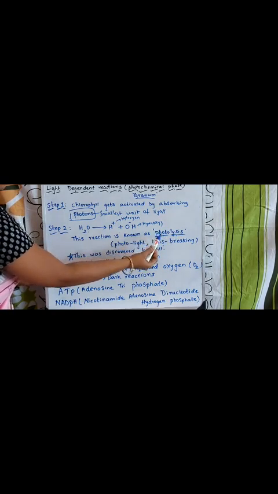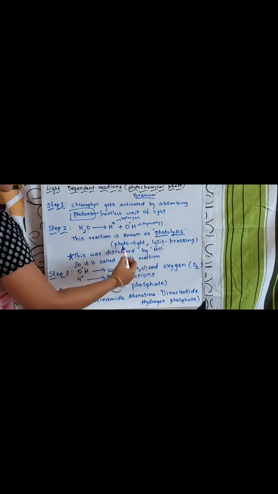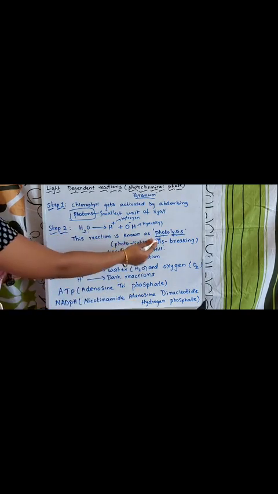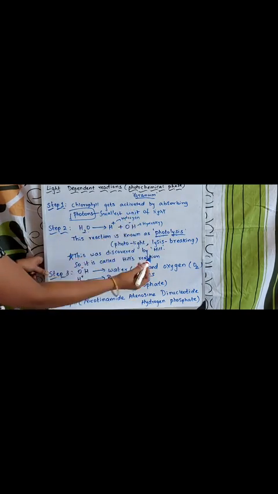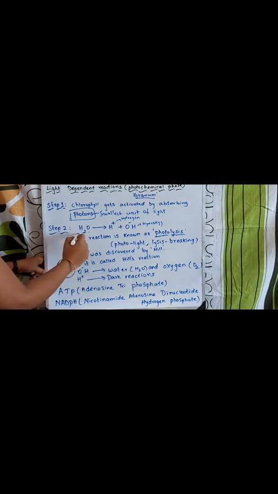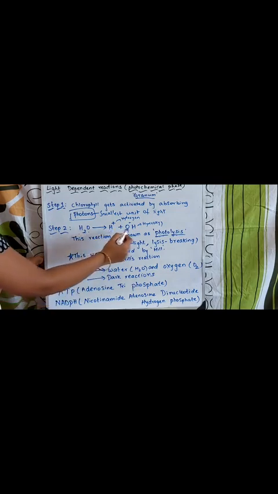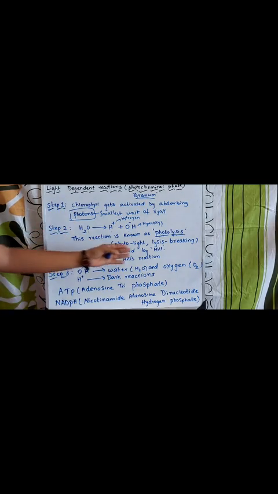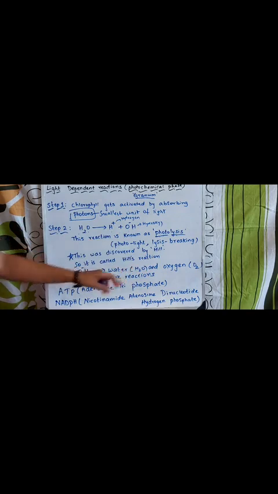Photolysis. Here photo means light, lysis means breaking of the water molecule. Photolysis means breaking of water molecule, splitting of water molecule. Here the water molecule will split into hydrogen and hydroxyl ions in the second step of light dependent reaction. As this reaction was discovered by the scientist known as Hill, it is known as Hill's reaction.